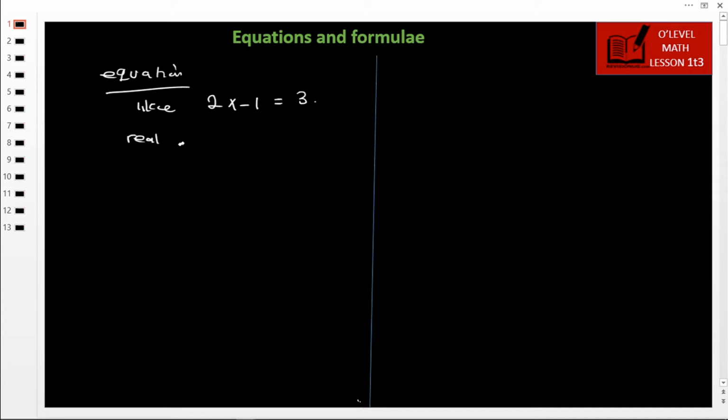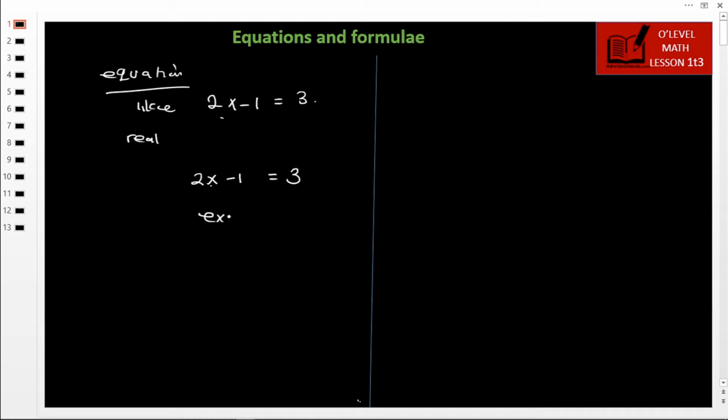I'm repeating myself: to solve an equation means to find the real number values for the unknowns that make the equation true or equal on both sides. If you have 2x, that is 2 times a number you don't know, when you take away 1, it gives you 3. So when we get the real number value for this unknown and it makes the equation true on both sides, that is what we mean by solving an equation.